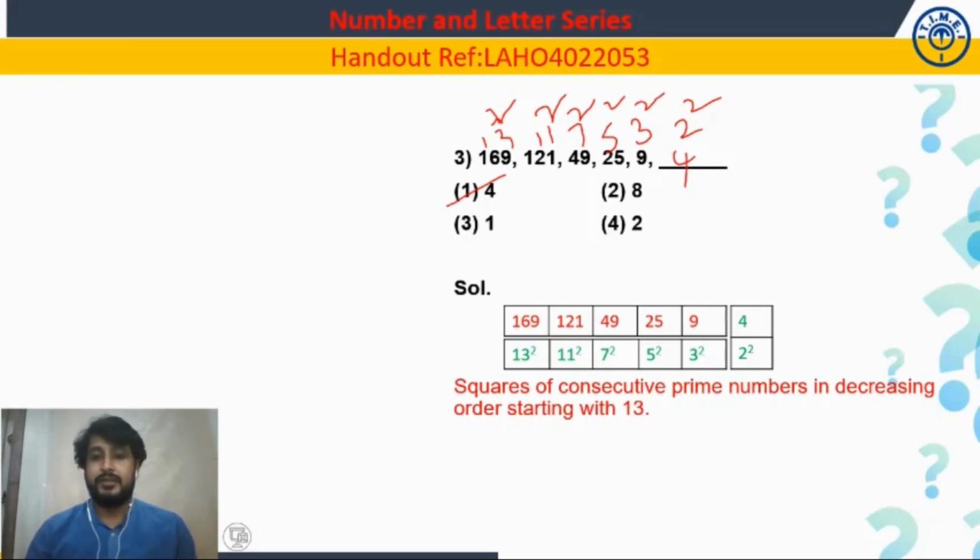So, please try to recognize the numbers. If you can recognize the numbers quickly, you can identify the logic quickly. Okay? And the choice is 1. Let's move to question number 4. Completed noting? Okay. Let's move to question number 4.